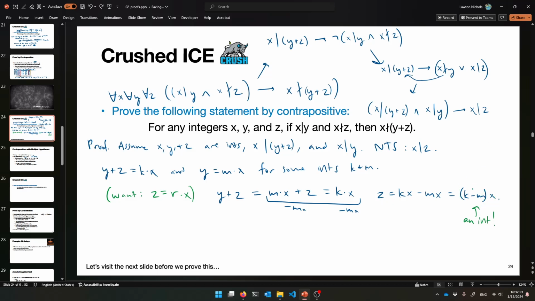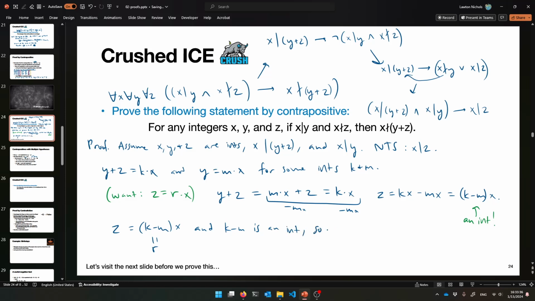So that means z is divisible by x, or x divides z. That's another way of saying that. All right, that's the idea. So we know that z is equal to k minus m times x, we just discovered this. And this k minus m can serve the purpose of that r. And we know that k minus m is an integer. That's the other part of the divisibility thing.